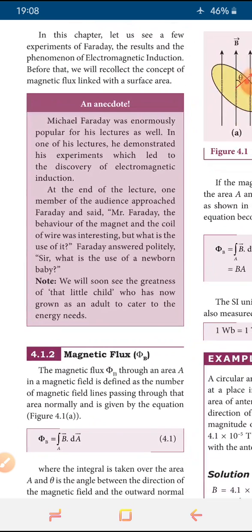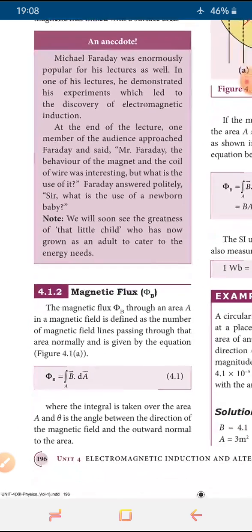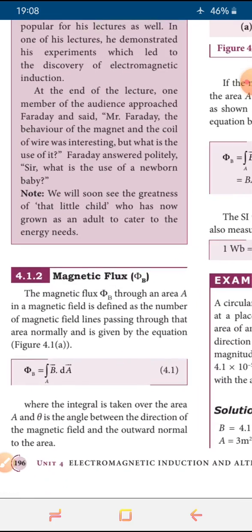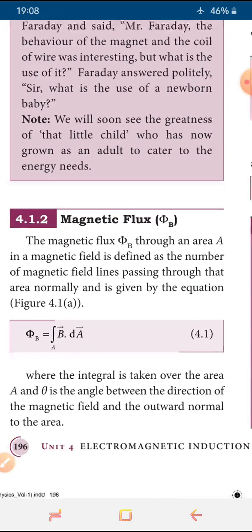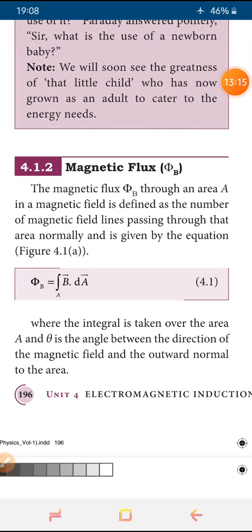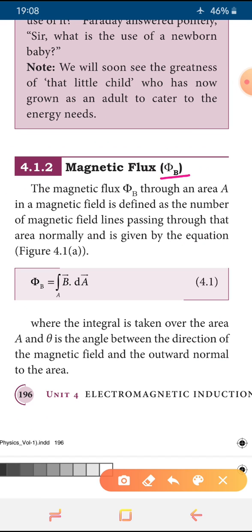Now we'll see what is called magnetic induction and how to define it. Before that, here we will see a small definition. It is about magnetic flux. Here the magnetic flux, with the symbol phi B, is defined as the number of magnetic lines passing through a normal or given area.